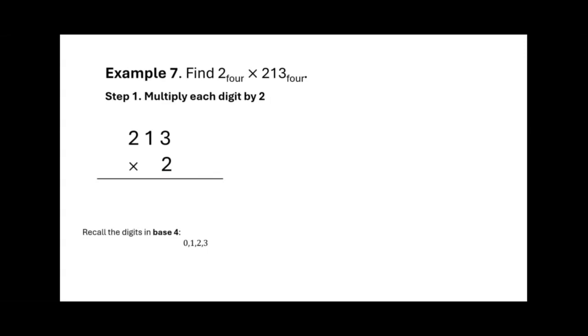And so a reminder that when you're in base 4, the digits are 0, 1, 2, 3. So I cannot write down any digit larger than that. Well, I'm going to start with the rightmost digit on the top, which is the 3. So I'm multiplying 2 times 3, and that is 6. But because I'm on base 4, I cannot write a 6, so I got to convert it in base 4. And the 4 fits 1 into 6, and there's a remainder of 2. So 6 is equivalent to 1, 2 in base 4.